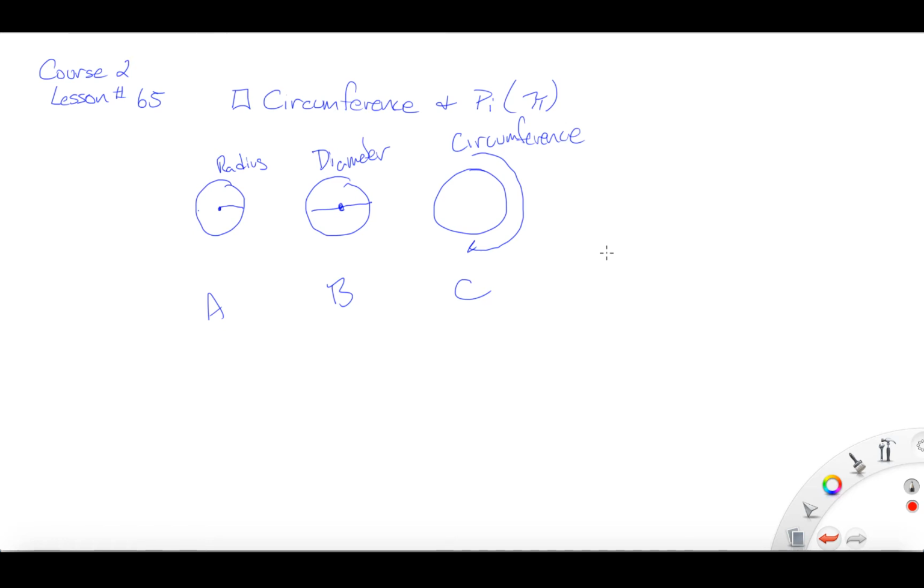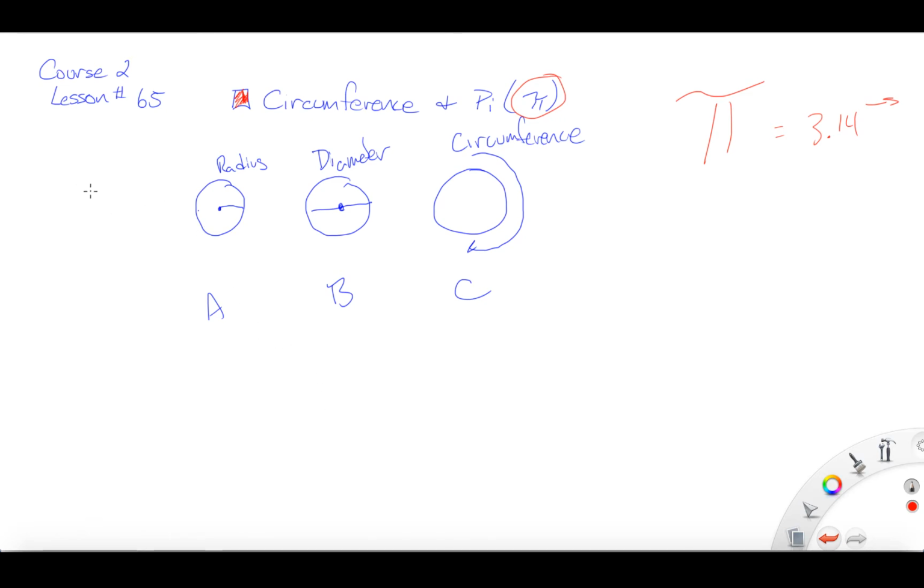Alright, Saxon Math, Course 2. We are in Lesson 65 today, and we're going to be dealing with a new concept, which is entitled circumference and pi, which is this unique symbol that you've probably seen before. Let me draw it a little bit bigger. You've probably seen that before, which is equal to 3.14, and the digits go on and on for eternity, but we'll talk about that in just a little bit.